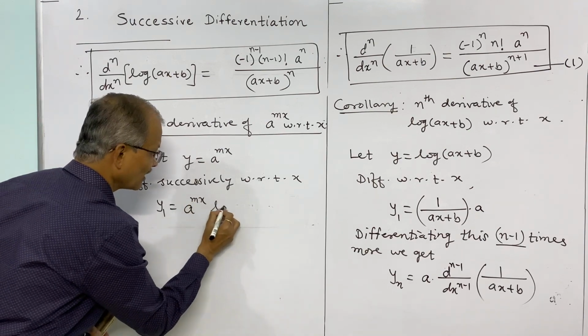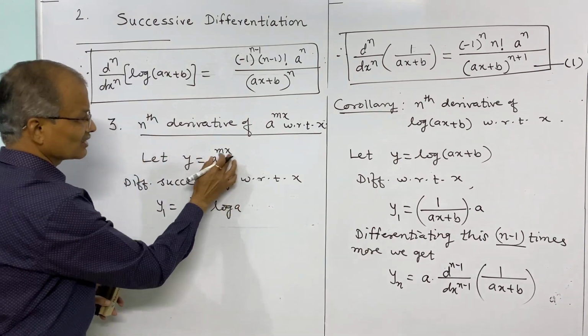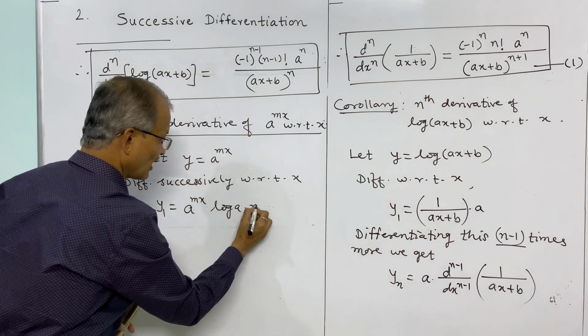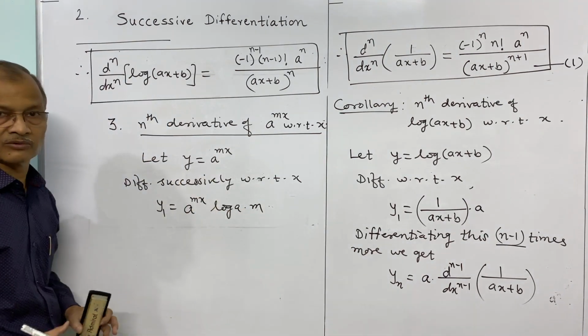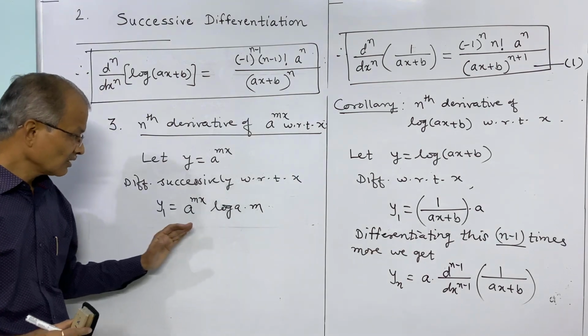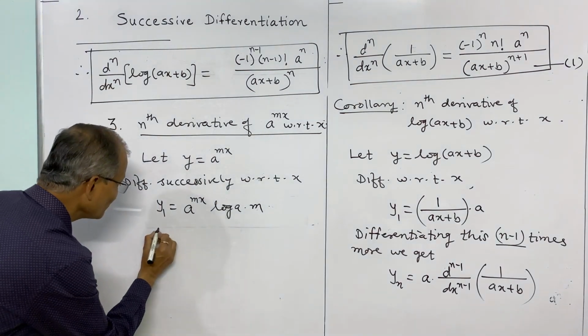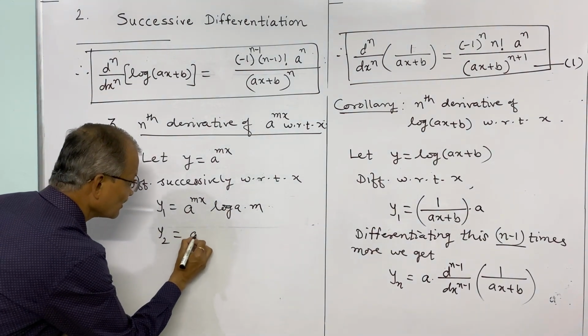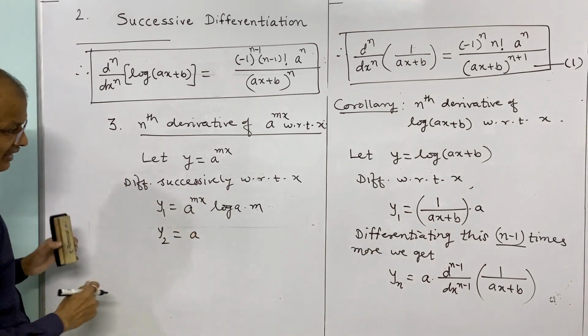multiply by the derivative of mx. What is the derivative of mx? That is m, and thus this is the first derivative. We are using the chain rule and the formula of differentiation. So this is y1.